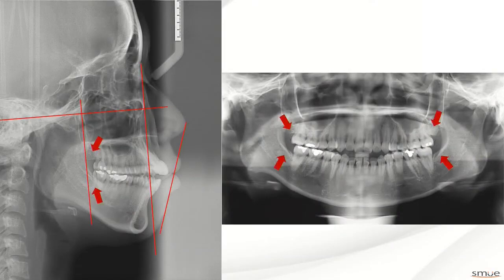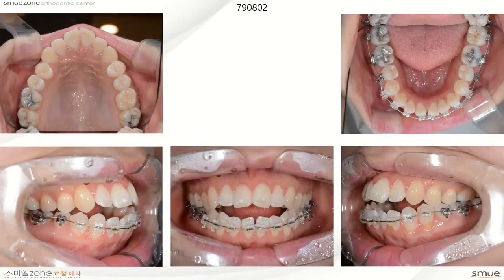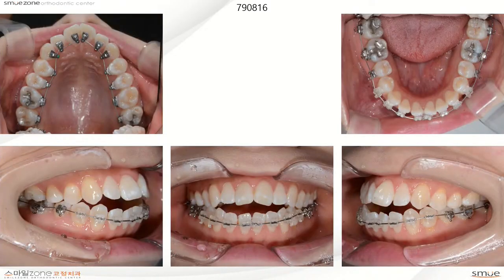There is a space a little bit. Есть пространство. So I put an OK bracket in the lower. Установлены OK-брекеты на нижней челюсти.